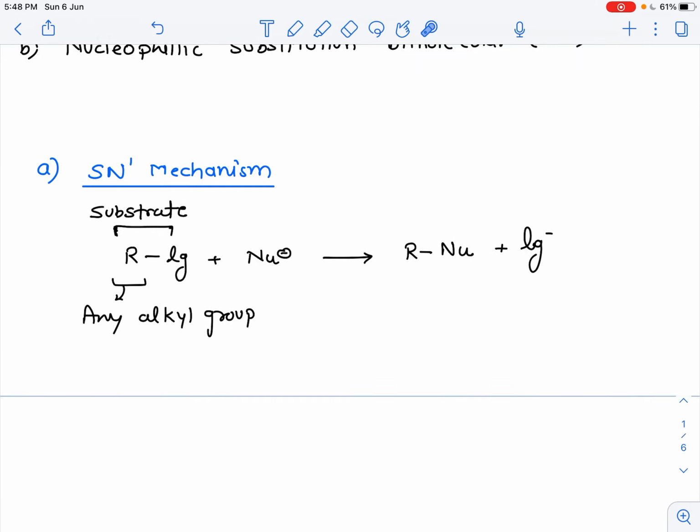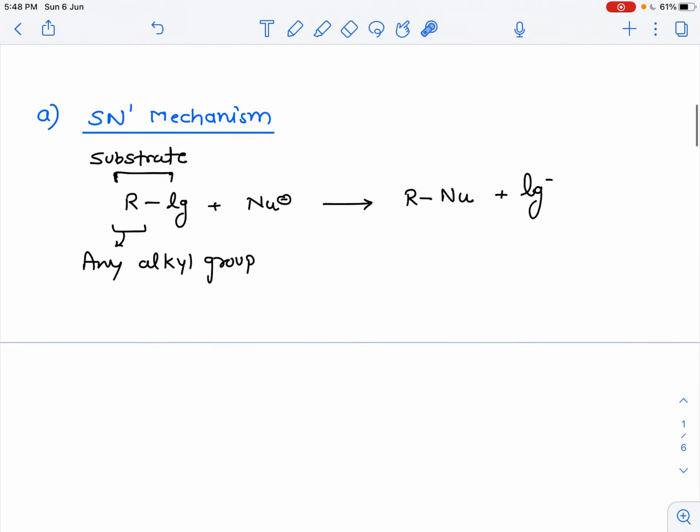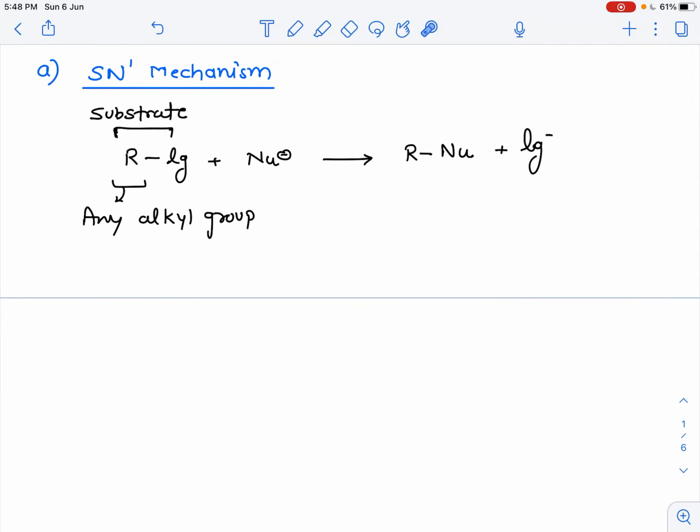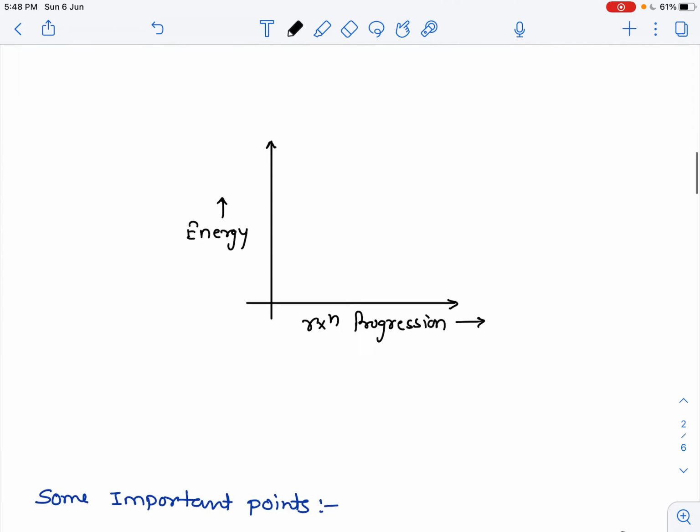Actually in both of them, SN1 and SN2, the core thing is the same, that the nucleophile will substitute the leaving group and will take its place. You can see here the nucleophile will replace the leaving group from its position and will take its place. This is very easy in this way. Now the difference is in the mechanism. Now I'll show the mechanism.